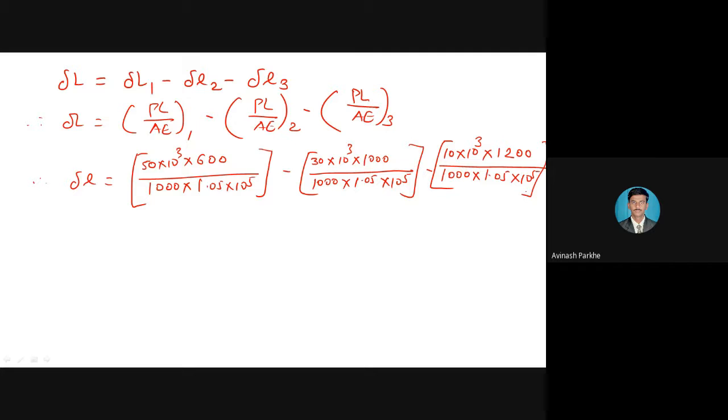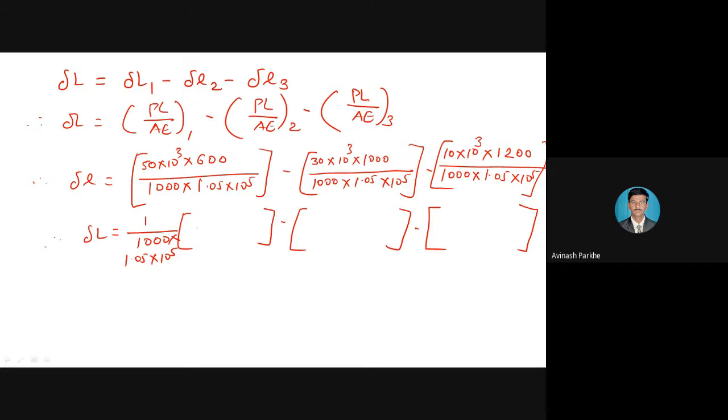Now out of this, which parameter we can take outside the bracket? Which constant parameter? Area, yes. That 1000, 1000, 1000. We can take outside the bracket because cross-sectional area is common. So remaining term as it is. Sir, modulus of elasticity पण same. Modulus of elasticity is also same. Yes. Multiply by 1.05 into 10 raised to 5.